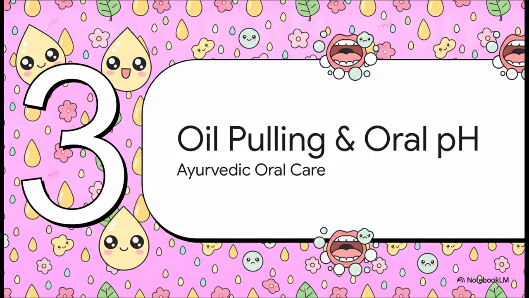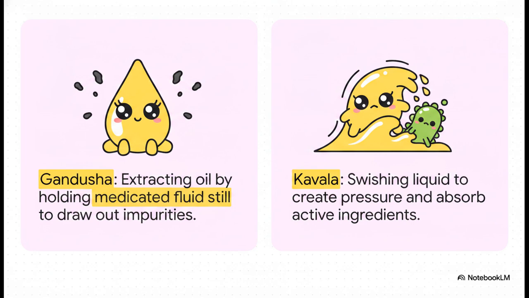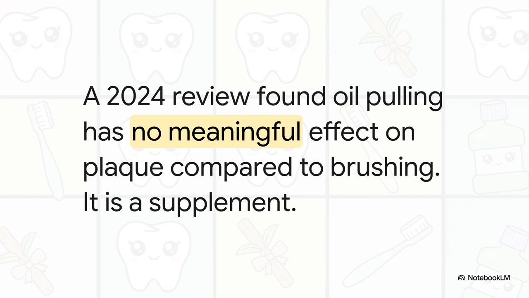Section 3. Oil pulling and oral pH. Ayurvedic oral care. You've likely heard of oil pulling before, but Ayurveda actually defines 2 very distinct practices. Gundusha involves holding a medicated fluid, like sesame oil, completely still in the mouth. It physically stretches the oral cavity, which is thought to draw out impurities and stimulate the immune system. Kavala, on the other hand, is the active swishing of the liquid to create pressure. This forces the active ingredients through the teeth to wash away bacteria and prevent plaque buildup. Both are considered really essential parts of a healthy daily routine. However, we have to look at the full picture of the evidence here.